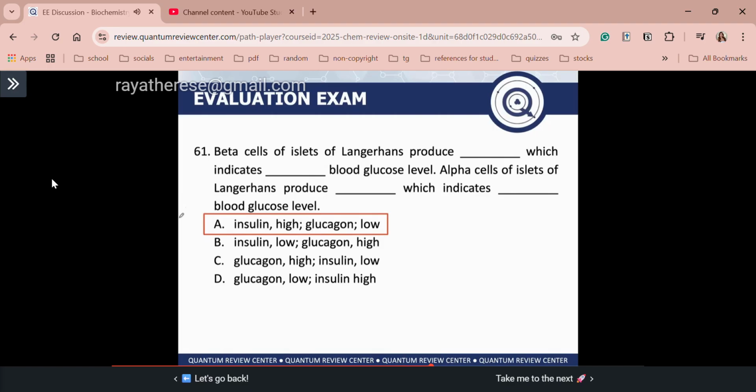All clear? Again, class, remember, beta cells insulin, alpha cells your glucagon, and your insulin will indicate high blood glucose level, while your glucagon will indicate low blood glucose level. All right, for 61 again, our answer is letter A. All right, so class, let's proceed to our next item. Dagdagan natin ang correct answers nyo.